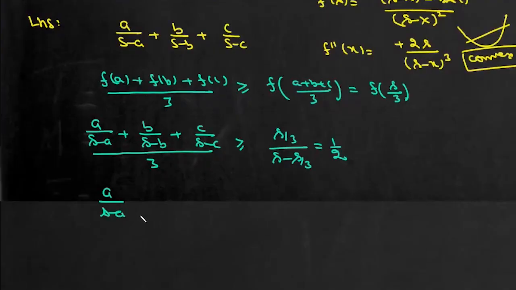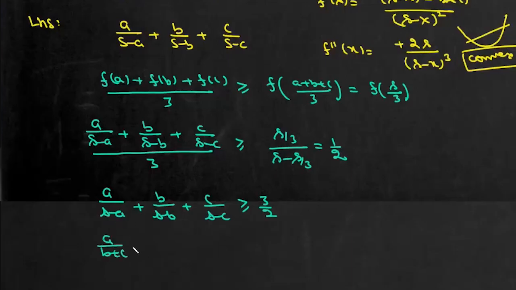ये हो गया आपका a अपॉन s माइनस ए प्लस b अपॉन s माइनस बी प्लस c अपॉन s माइनस सी, एंड दिस इज ग्रेटर देन इक्वल टू 3/2। s माइनस ए क्या है b प्लस सी, तो ये हो गया a अपॉन b प्लस सी प्लस b अपॉन c प्लस ए प्लस c अपॉन a प्लस b बड़ा है बराबर है 3/2 से। तो ये है हमारा प्रूफ यूजिंग जेनसेन्स इनइक्वालिटी। Now this 13th inequality that we want to study is Holder's inequality.